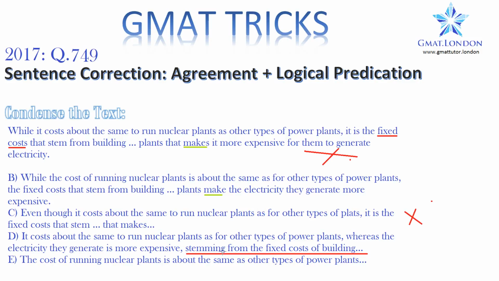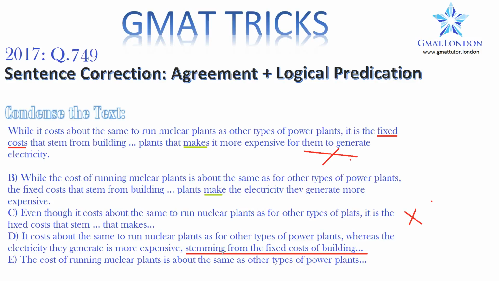Finally, logical predication, as in comparing two parallel entities. Which one out of B or E makes a correct comparison at the beginning of the sentence? If you said B, you're right. So the problem with E is it compares the cost of running nuclear plants is about the same as other types of power plants. So it's comparing the cost of something to a building, power plants. That's not a logical comparison.